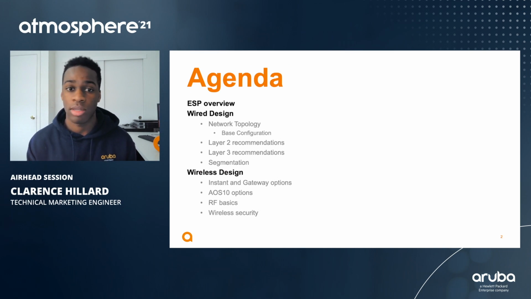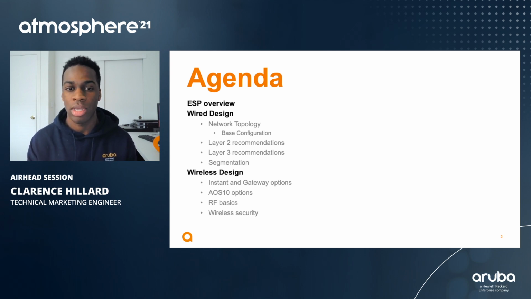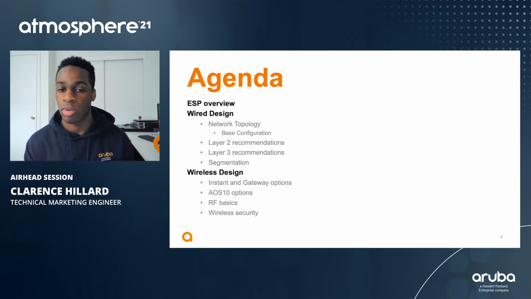On today's agenda, we're going to have a brief overview of the ESP architecture and the design, and what it is to have ESP in your network at Aruba. Our wired design, so a little bit of the connectivity layer, which we're going to speak about. Network topology, layer 2 recommendations, layer 3 recommendations, and segmentation: when to use different segmentation stories or types, and why we should use those segmentation stories. Wireless design is where Yoni's going to take over, and he's going to be speaking about instant gateway options, AOS 10, RF basics, and some wireless security as well.